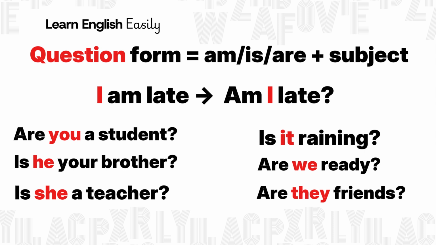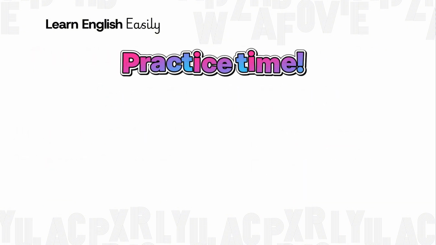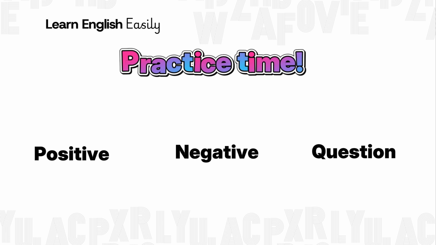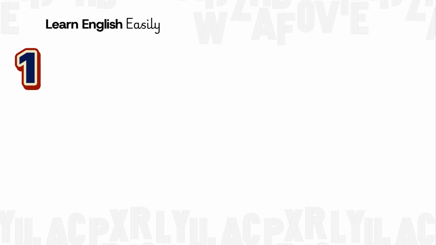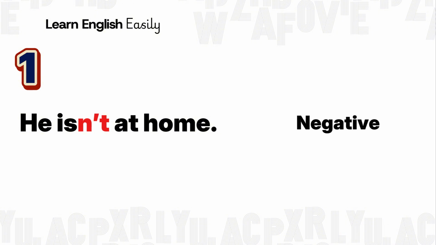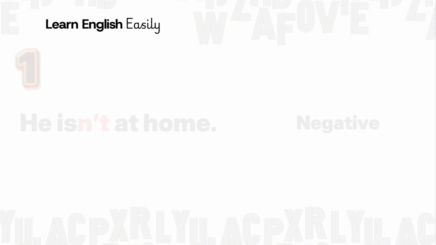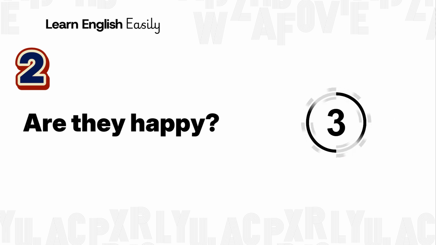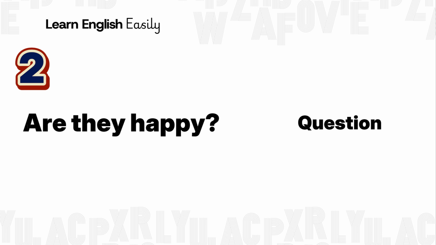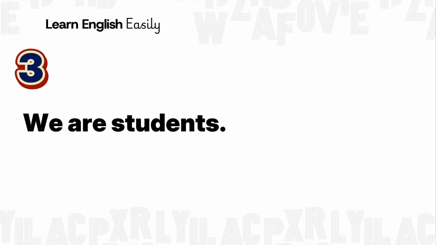So remember, to make a question, switch the order. Verb first, then subject. Let's practice both. Listen and guess if the sentence is positive, negative, or a question. Number 1, he isn't at home. Number 2, are they happy? Number 3, we are students.